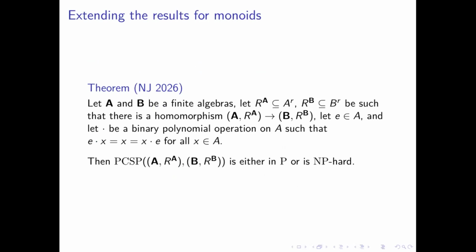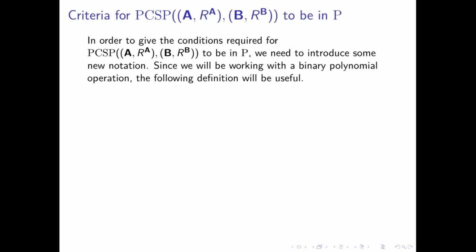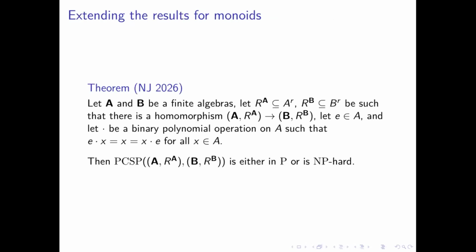And we're going to have a binary polynomial operation with both a left and right identity, instead of just a basic operation as in the monoid. So I still have a dichotomy for the PCSP(A, B) in this case. Note that the operation here is not even necessarily associative. So it's not a basic operation of the algebras, and it's also not necessarily associative. So that's where the generalization is.